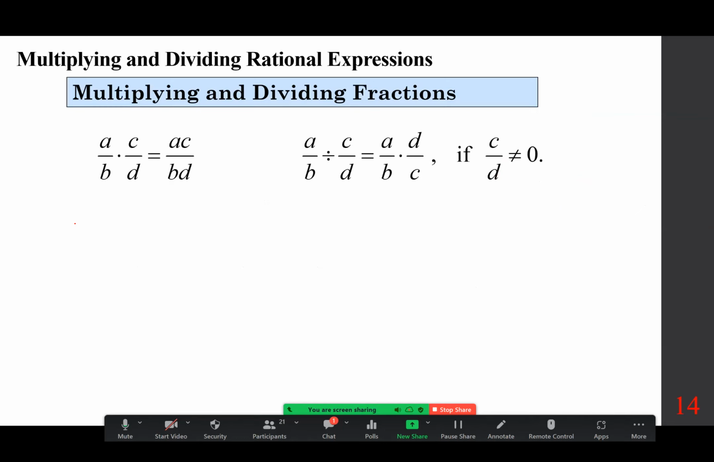When we multiply and divide fractions or fractional expressions, we multiply the tops, we multiply the bottoms. That's how we do it. For the division, we flip it over. And so let's take a look at this example.